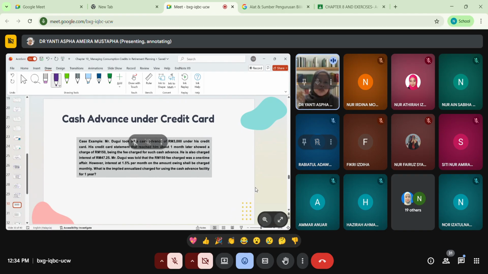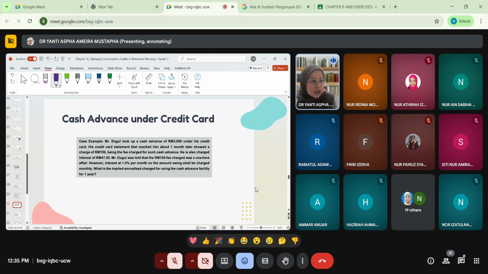So, kalau kita ada credit card, we can use the card and we can also use cash advance. Meaning kita boleh withdraw cash. Bukan macam kita swipe, kita withdraw, keluarkan duit daripada kad tu. So Mr. Dugui took up a cash advance of 3,000 ringgit under his credit card. Okay, this one kita kena go a little bit calculate lah.